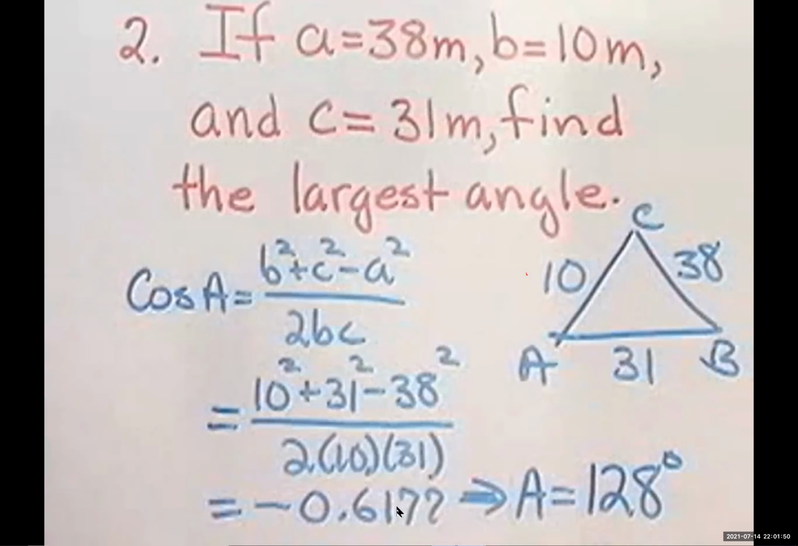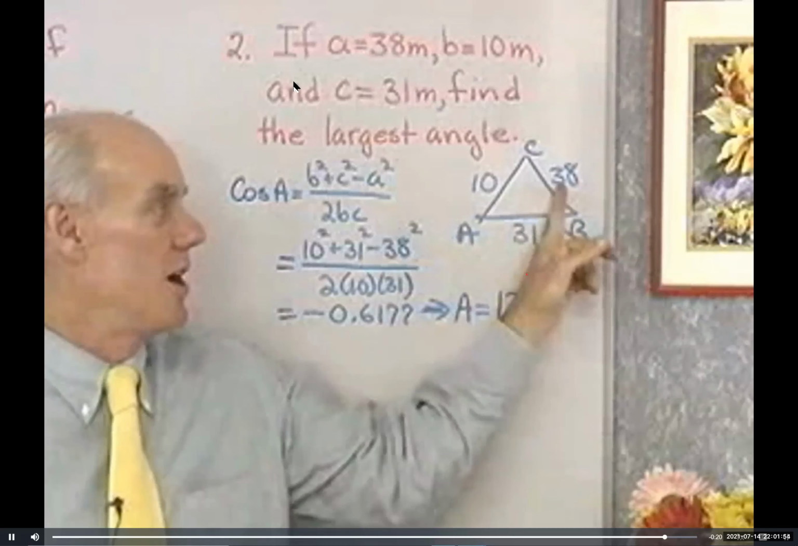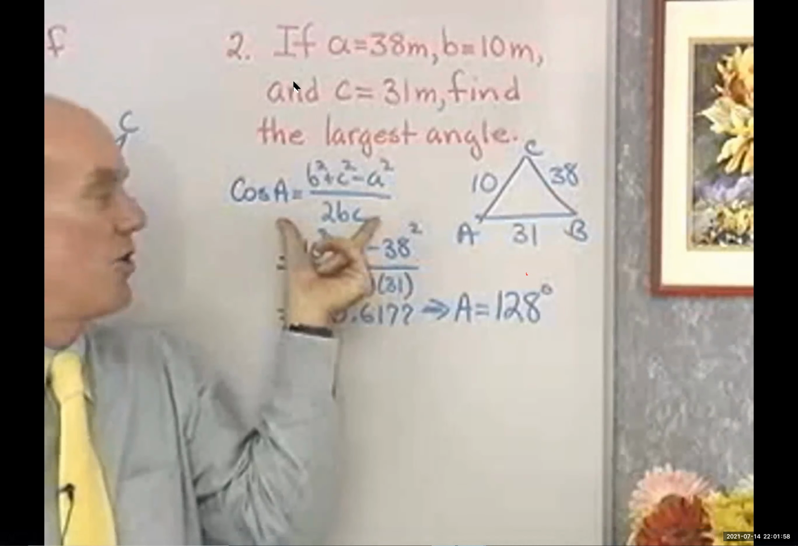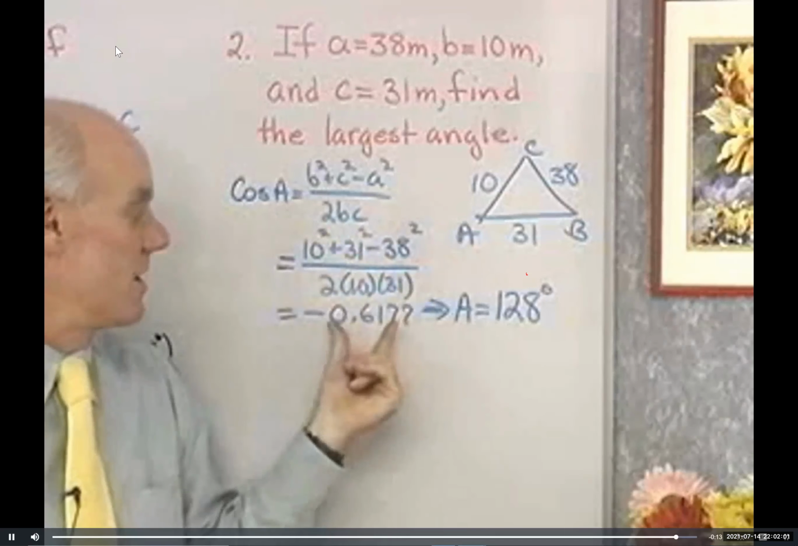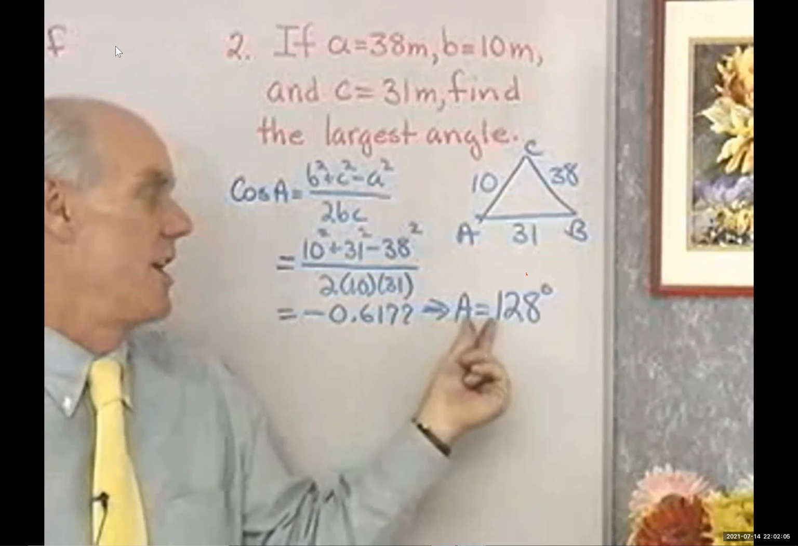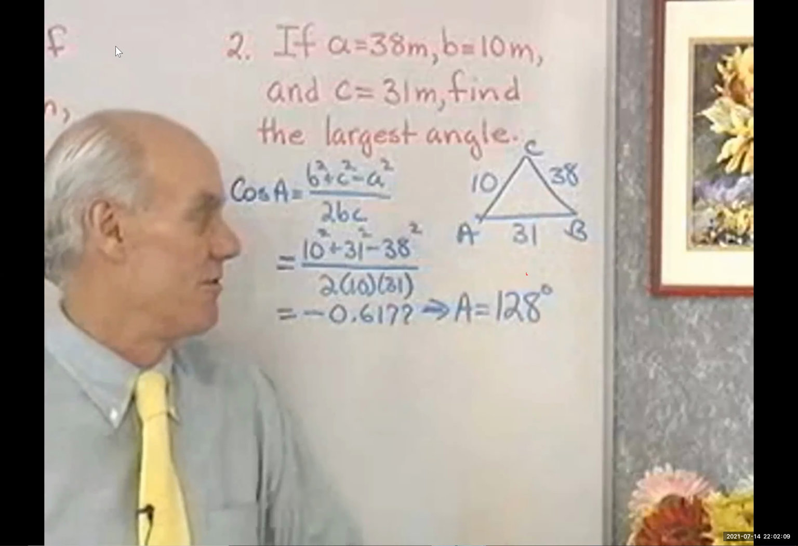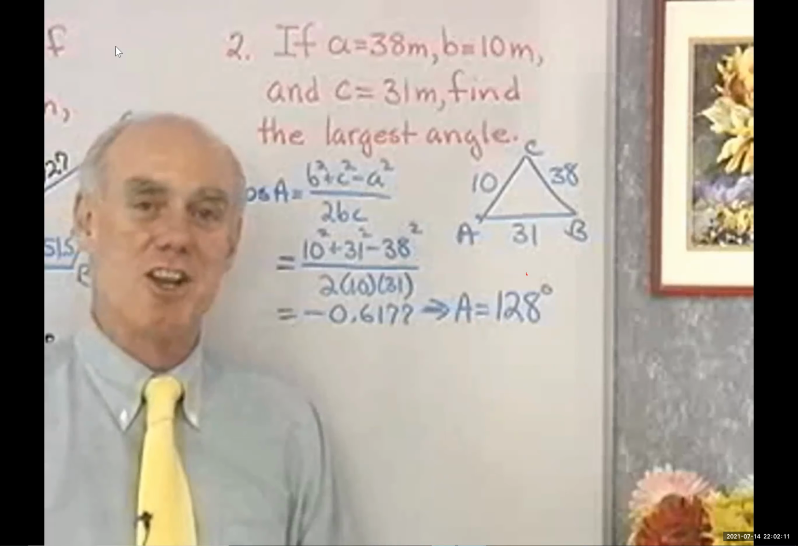So pretty simple, using the law of cosines to find the largest angle in this triangle. It's going to be opposite the longest side. Here's my law of cosines, that formula for cosine of A. Substitute in these values, get out this decimal right here, inverse cosine button on the calculator. A is equal to 128 degrees, rounded to the nearest degree, so I have my significant figures right here. That's a look at the law of cosines.